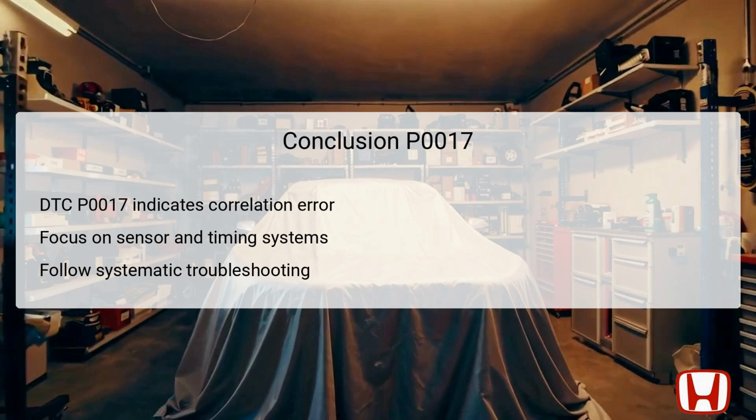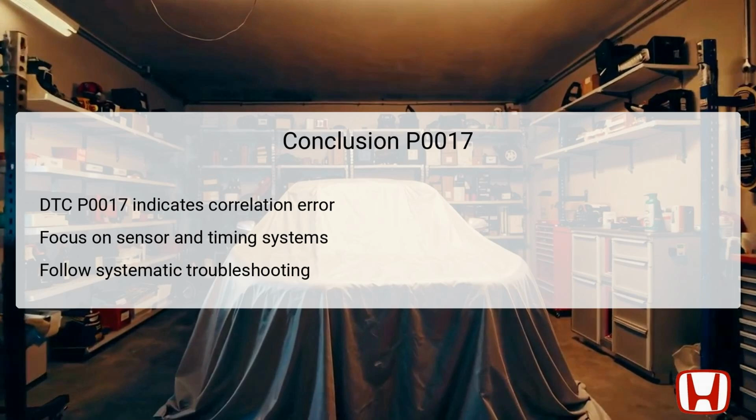In conclusion, understanding and addressing DTC P0017 requires careful attention to the components involved in camshaft and crankshaft synchronization. This code indicates a direct correlation error between the CMP sensor B and CKP sensor, typically caused by problems in the variable timing control system.